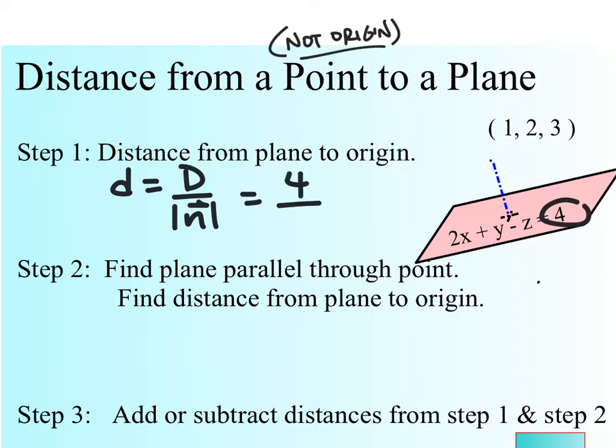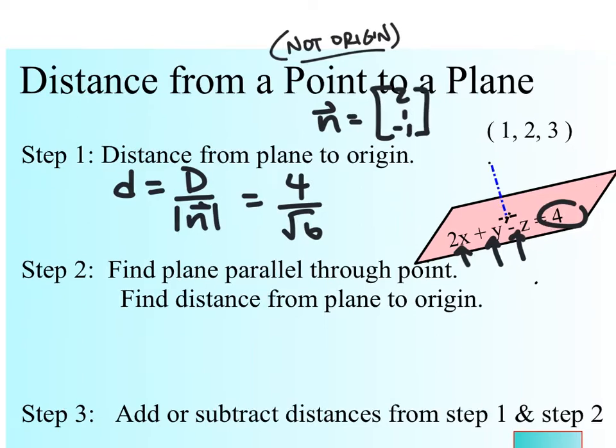Magnitude of the normal. What is the normal? The normal is 2, 1, negative 1. Where did I get that? Oh, I got it right here: 2, 1, negative 1. Okay. And then I take the magnitude of that, and it would be square root of 6. So the distance from the plane to the origin would be 4 over root 6.